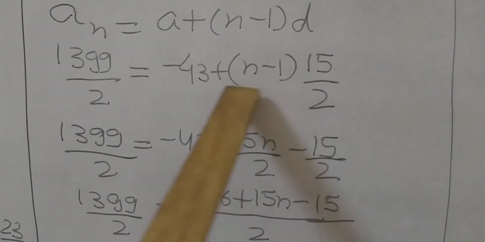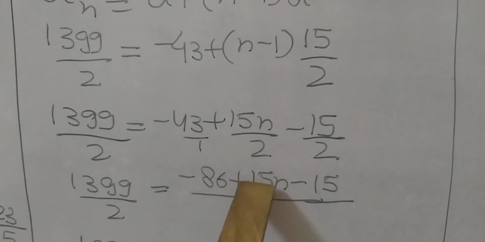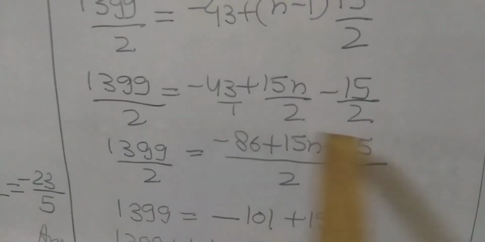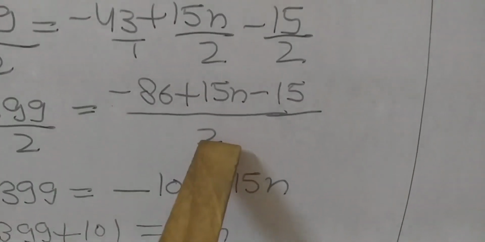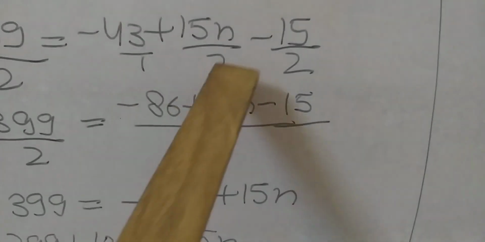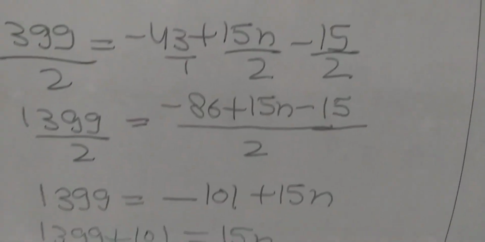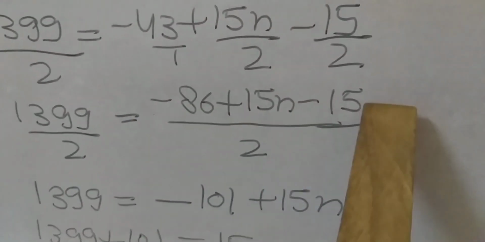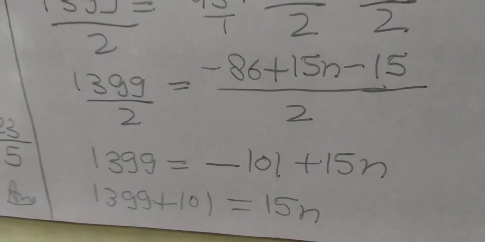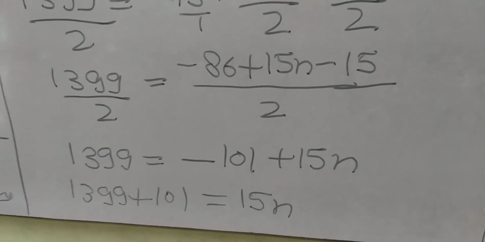First of all, we have to open the bracket. Minus 43 upon 1, 15n upon 2, minus 15 upon 2. We can take LCM here. LCM 2. 2 multiplied by this, minus 86. Divided by 1, multiplied by this, 15n. Divided by 2, 1, minus 15. Solve: minus 86 minus 15, minus 101 plus 15n. Minus 101 will come to this side. 1399 plus 101 equals 15n.